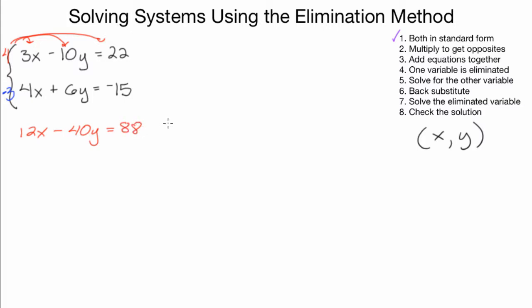One big mistake I always see students make on this is they forget to multiply every term. They just multiply the term they want eliminated and forget everything else. But nope, the 3, the negative 10, and the 22 all need to be multiplied by 4.